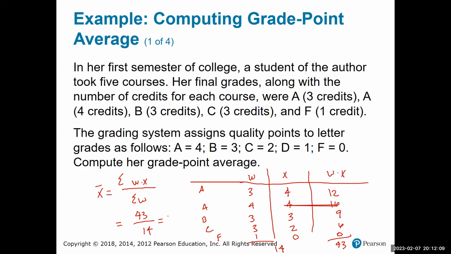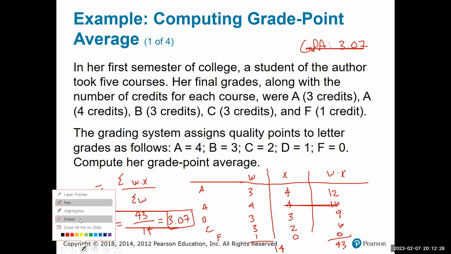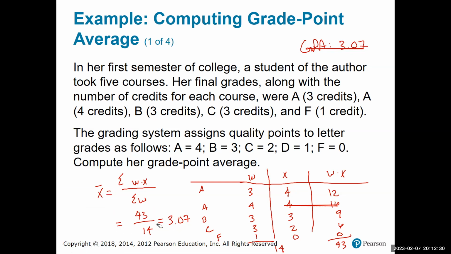Rounded to 2 decimal places, right? We get 3.07, right? That's her GPA for the semester. All right, GPA is 3.07 for the semester. And you could do this for your whole college career. You could put all of your classes on here. But this is just for the grades that she got this one semester, 3.07.